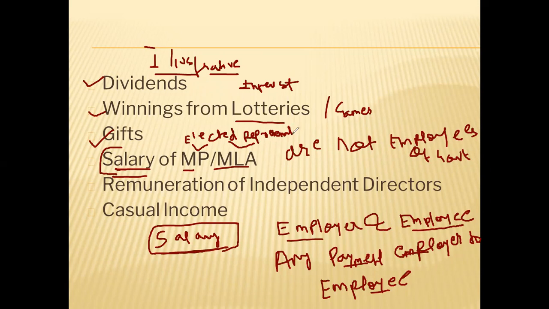People of the country elect their MPs and MLAs by voting, and their term is only for 5 years. Remember that the salary of an MP or MLA will be paid by the government only, but they are not employees of the government. A member of parliament is not a government employee. He is an elected representative of the people who have elected him or her.